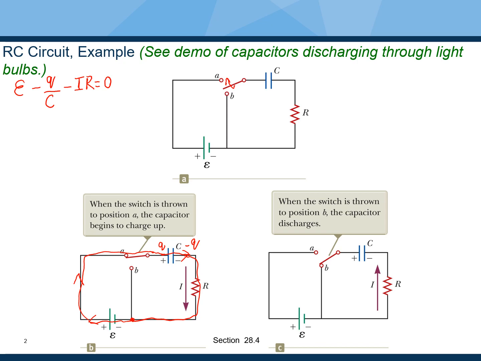We can write this equivalently as E minus Q over C is equal to I times R. This tells us that initially, when the charge on the capacitor is exactly 0, we have an initial amount of current in the circuit, I0, referring to the circuit in the left lower panel, which is equal to E divided by R.